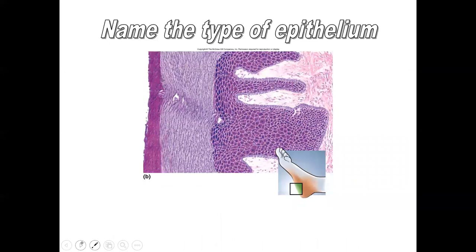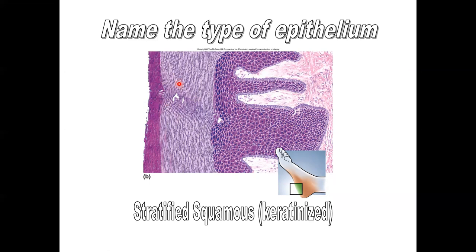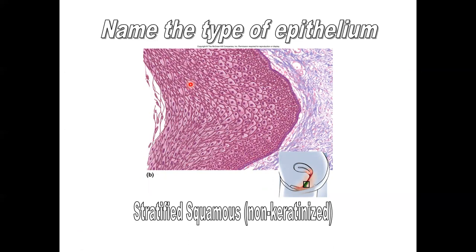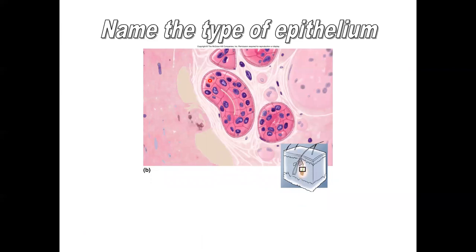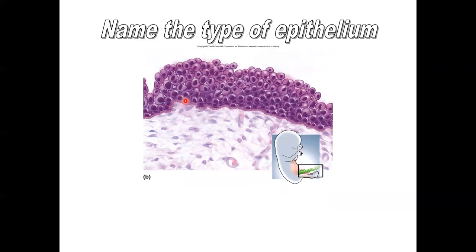Stratified squamous epithelium, and it's keratinized. They're all dead. Non-keratinized stratified squamous epithelium. Here's stratified cuboidal. And finally, transitional epithelium there in the umbilical cord.